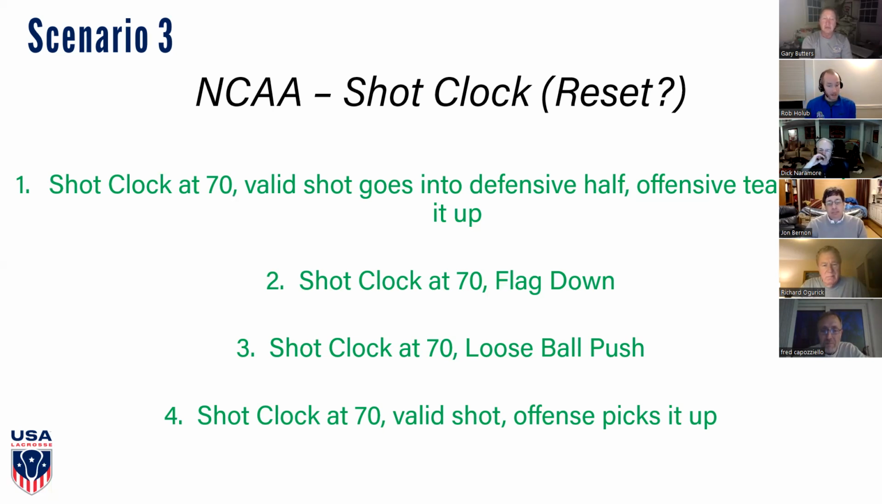And then our last one, shot clock at 70, we have a valid shot, hits the goalie, offense picks it back up. What do we go to? Nope, incorrect. So you're between 60 and 80, valid shot, offense picks it up. Well, it's either leave it alone or 80. You can't take 10 off. We're gonna ask Mr. Butters, what is your answer?